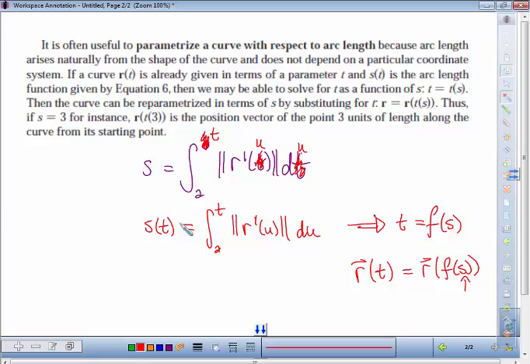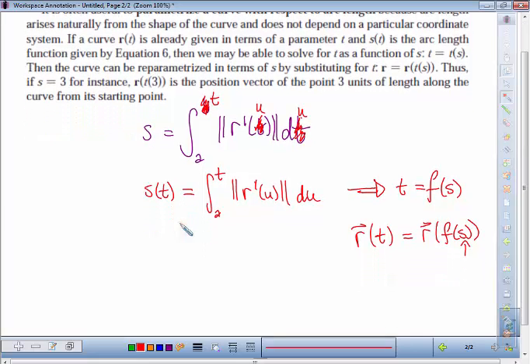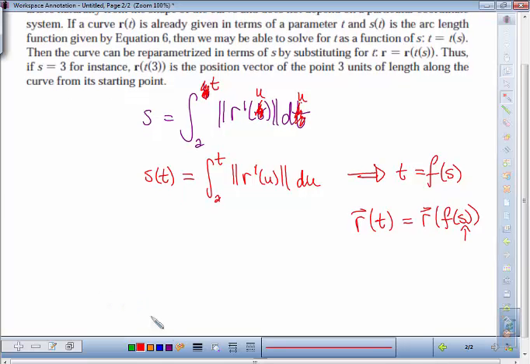And what that allows us to do is that if you have this curve R, this is A. I was going to say R of t, but we're reparameterizing it into something else.